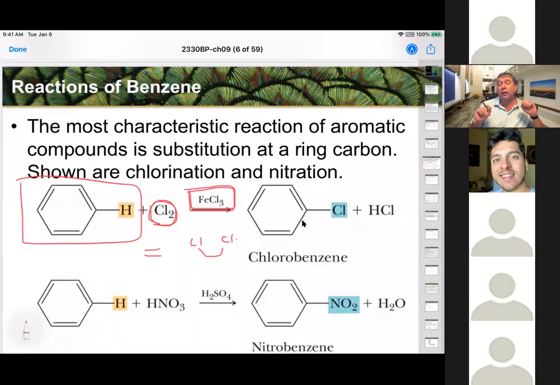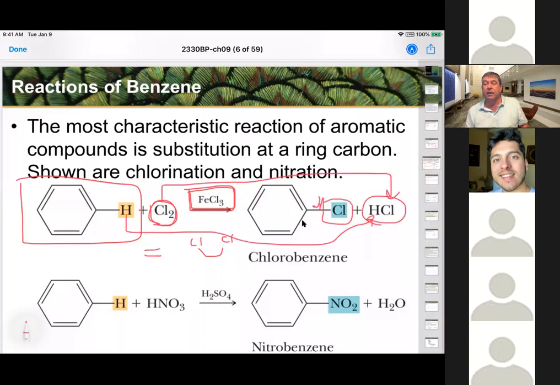So, when we do that, we generate our new sigma bond with our chlorine, but then we generate HCl. So this H is actually the H from the benzene, and one of these chlorines is from the chlorine. So the entire molecule of chlorine gas is consumed in the reaction. One is bonded to the benzene, one creates this HCl.